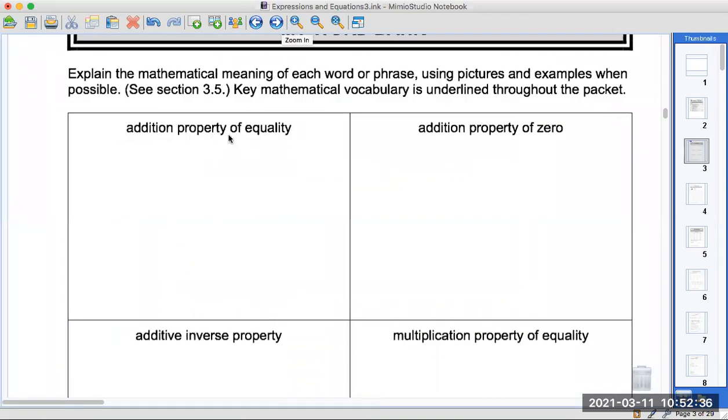So the addition properties of equality. The word equality means something is equal. And property in math means a rule. So it doesn't mean somewhere you live, it's a rule. And equality means it's equal. And addition means you're going to add something, right?